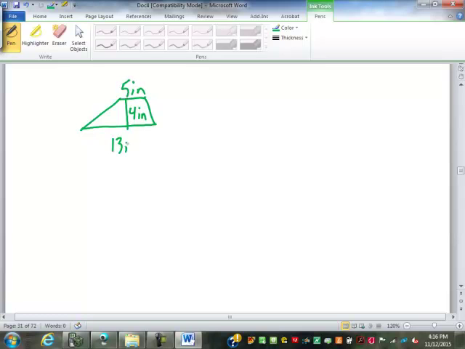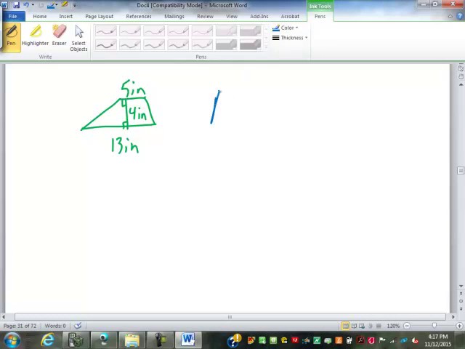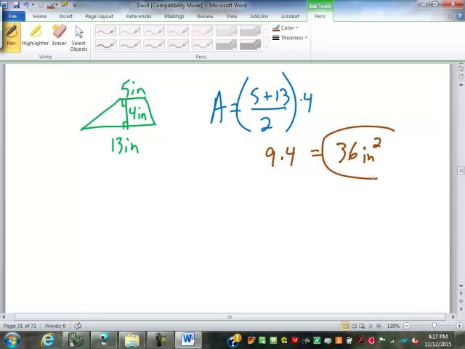Okay, so in your notes, find the area of that. It is all in inches, so you don't have anything to convert. Okay, so what goes in here? 5 plus 13 over 2 times 4. Okay, so 5 plus 13 divided by 2 is 9 times 4 equals 36 inches squared.